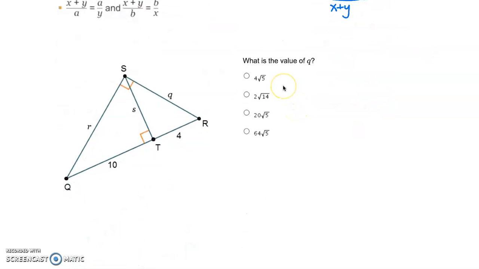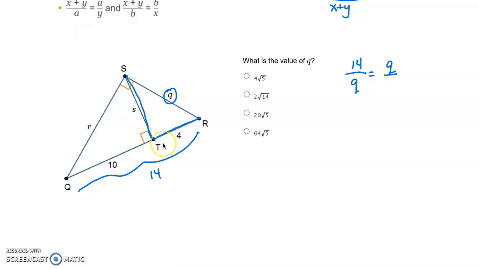What is the value of q? So q is a leg we're trying to find, so we need to set up a proportion. We take our whole hypotenuse, 10 plus 4, which is 14, and put it over the leg. Then we take that leg and the segment associated with that leg in our new right triangle, so that's over 4. Then we just cross multiply, and we get q squared equals 56.